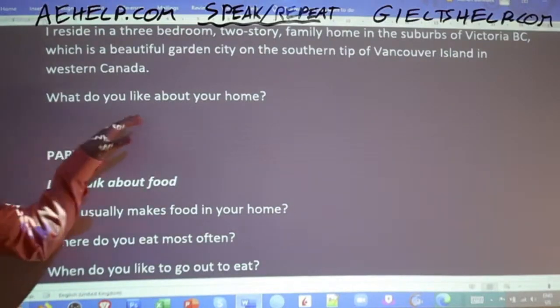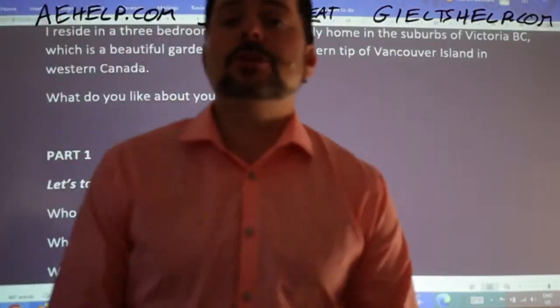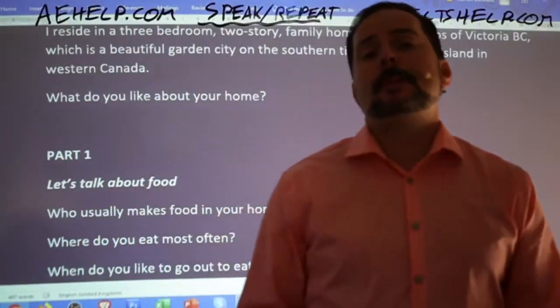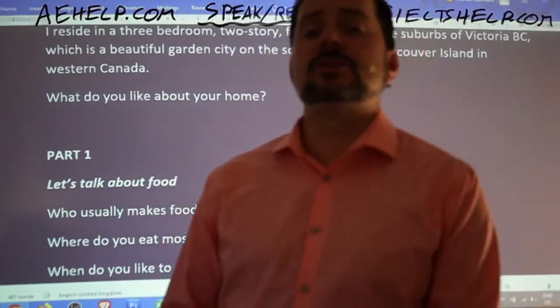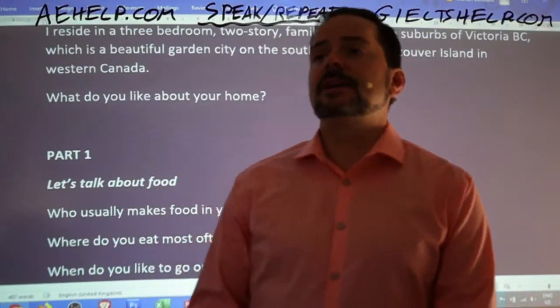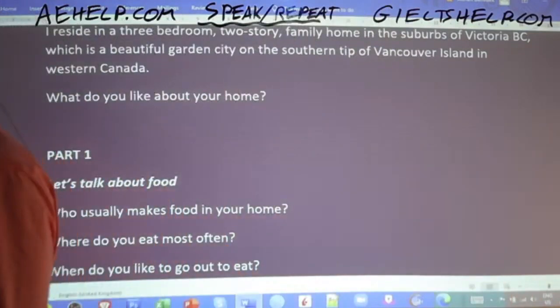Okay? The next question is, what do you like about your home? So again, give a nice, clear, full sentence answer for this one. Be yourself. So what do you like about your home? And don't overspeak. So just say 2 points. Okay? 2 points. All right.